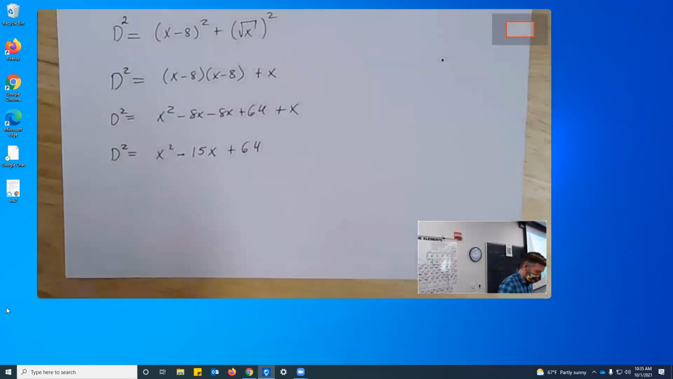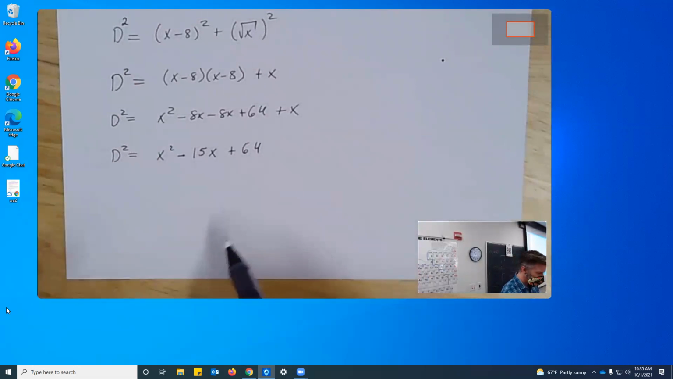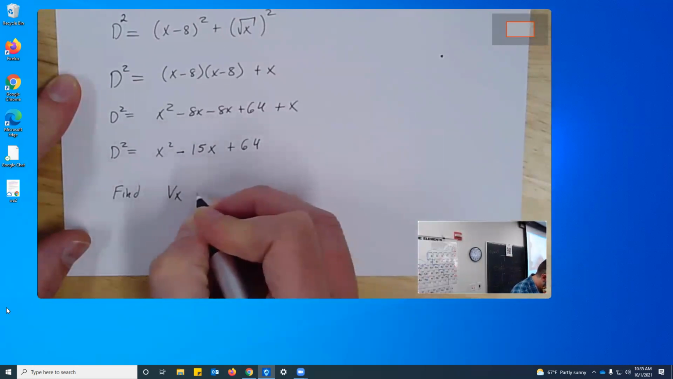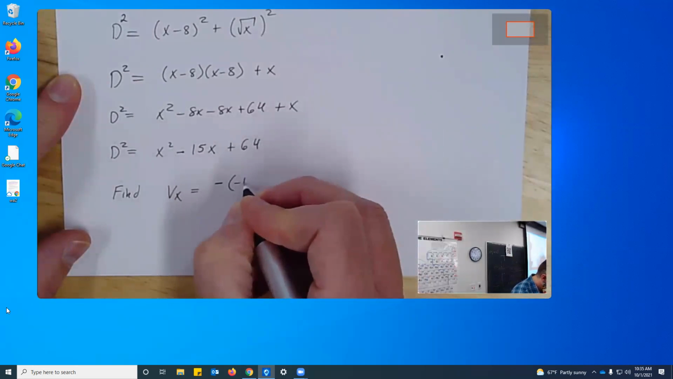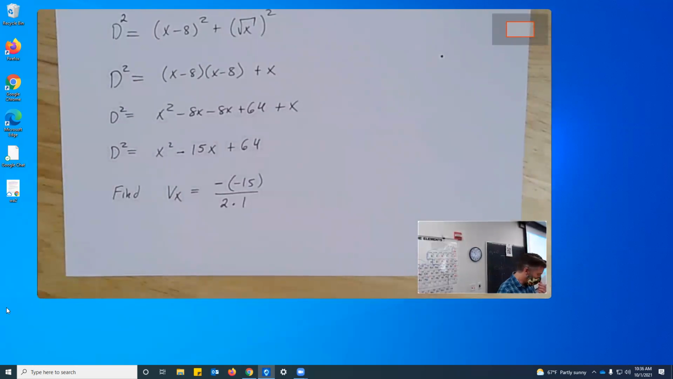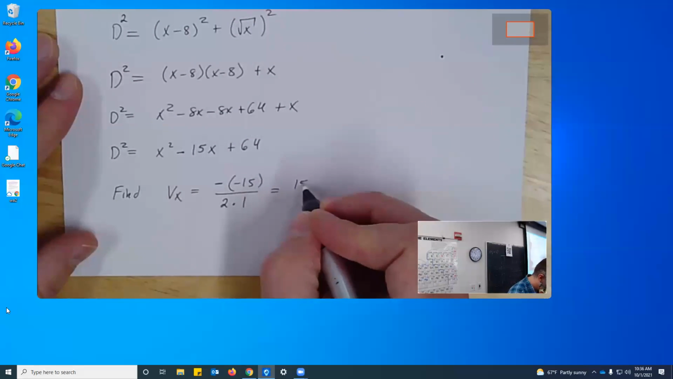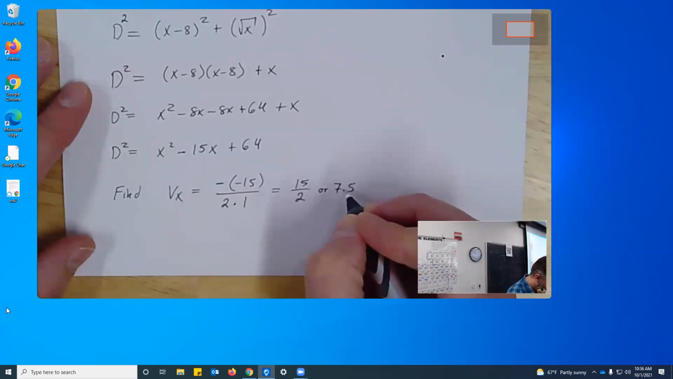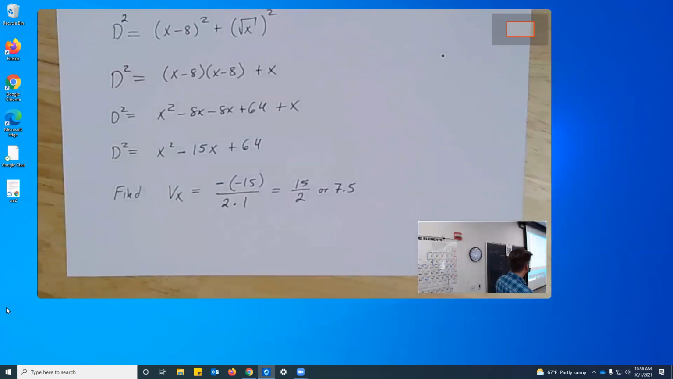Okay, so now to find where this has a minimum, we're going to find the x coordinate of the vertex. It's negative negative 15 over 2 times 1, which I'm going to write as 15 halves, or you could write as 7.5. That is the x coordinate on this curve. Oh yeah, question. 8x minus 8x is 16x, right, but then we also have a plus x right there. Yeah.